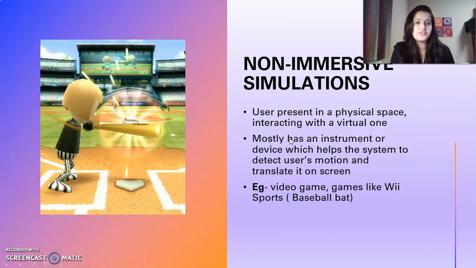The third type is the non-immersive simulations. In this, the user is present in a physical space and is interacting with a virtual one. Mostly, this has an instrument or a device which helps the system to detect the user's motion and translate it to the screen. For example, some video games, or in this case, games like Wii Sports. So here, the baseball bat can be that instrument which helps to detect the motion and translate it to the screen.